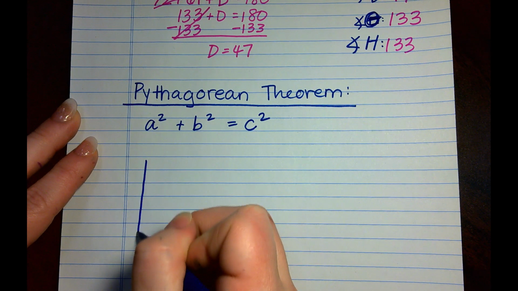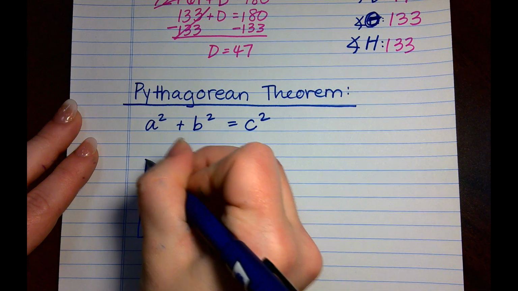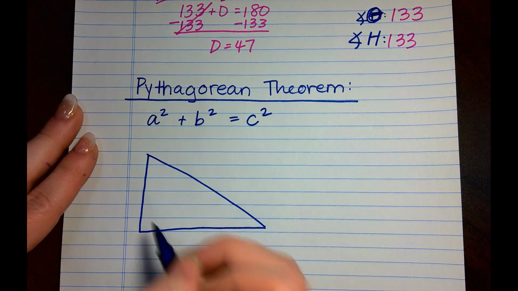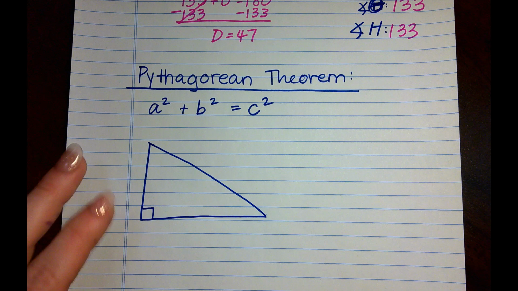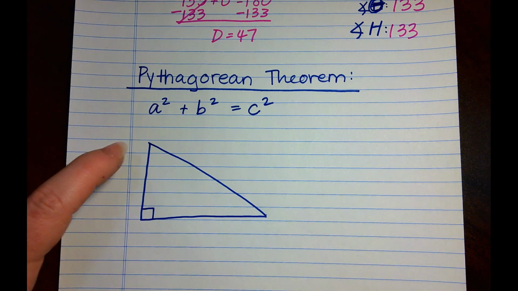Now, if my triangle looks like this, where would my A, B, and C go?